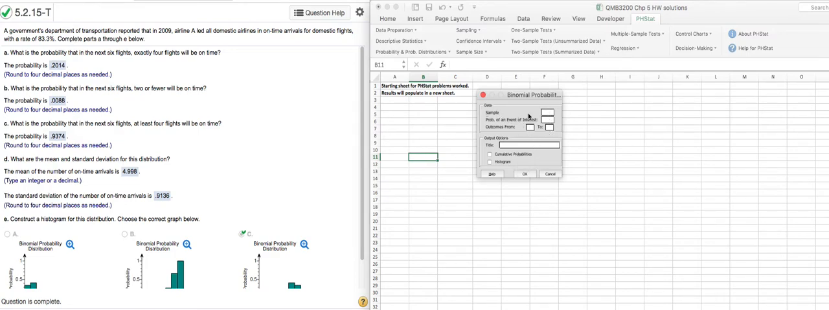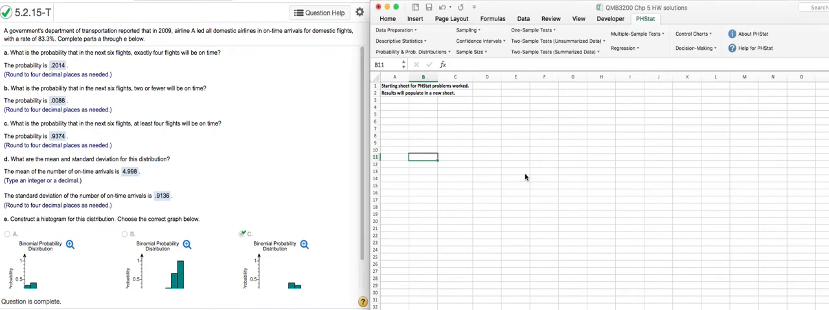So in this case, our sample is 6 flights. That's how many we're looking at over trying to predict. And we got the probability of an event of interest of 83.3%. So again, we enter it as a decimal, so 0.833. And outcomes, we want to look at all outcomes. So since there's 6 different events or 6 flights that we're interested in, we're going to look at 0 to 6. So look at all of them. So we can use the cumulative probabilities function as well. So it'll help us to calculate all of the various questions that we could be asked.